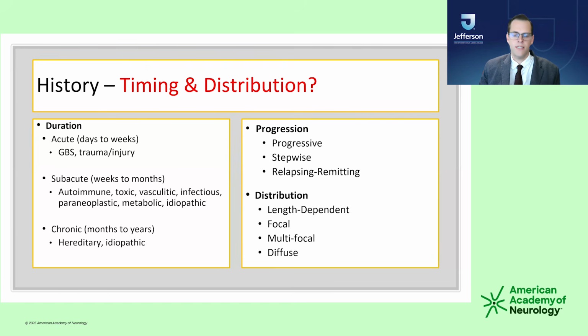For distribution, you want to see how the symptoms are distributed throughout the body. Is it a length-dependent process? Is it focal, affecting one nerve, multifocal, affecting multiple nerves that are clear and delineated, or is it a more diffuse process affecting the whole body?